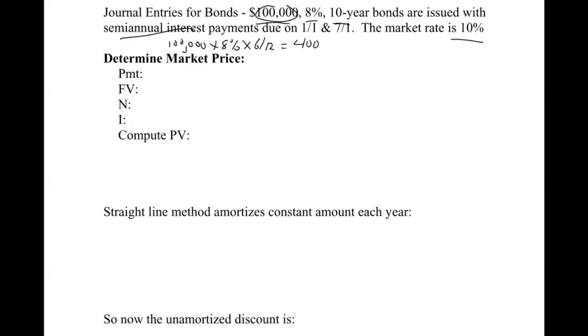So we get $4,000. We already did that in the previous video, but in case you didn't see that one, I encourage you to go back and watch the second video. That's how we get the interest payment. I always do that first because it's the only time I use the stated rate.